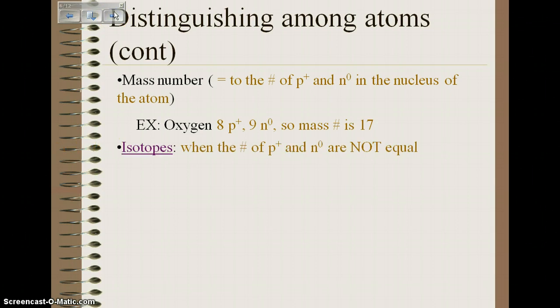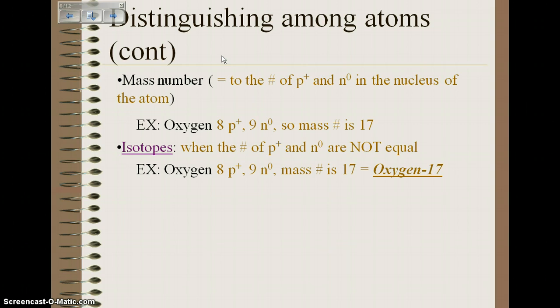Isotopes. Isotopes are another way to distinguish amongst atoms. An isotope is an atom that has protons and neutrons which are not equal. So for example, in our previous example of oxygen, there are 8 protons and 9 neutrons. The mass number is 17. Therefore, this is an isotope.